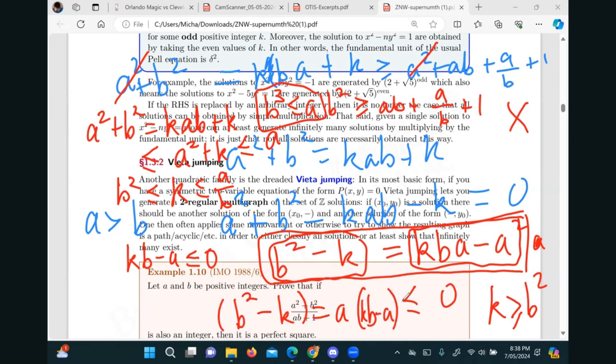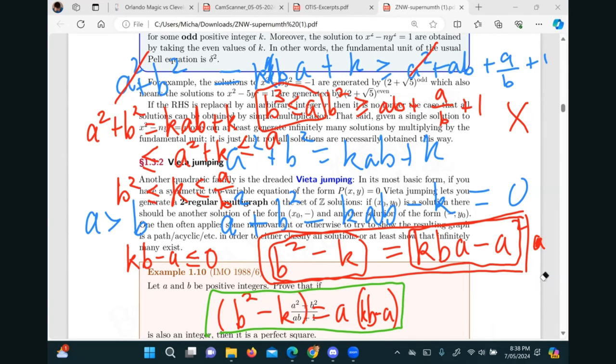Is that what you're saying? That's basically it. So A is bigger than B cubed, right? So this thing here is bigger than B cubed. But wait, B squared minus K, is that supposed to be positive? It's supposed to be negative. Is it positive? Negative. It's supposed to be negative. Okay, then that doesn't work.